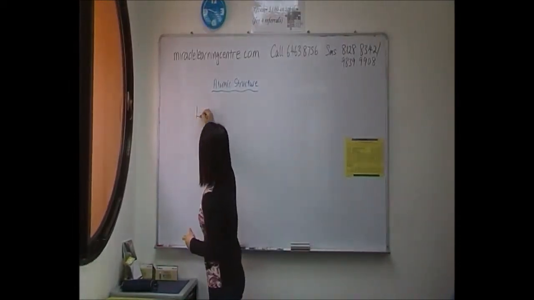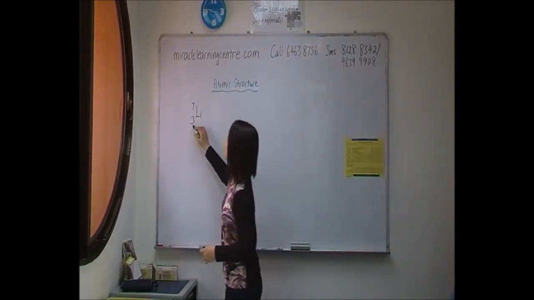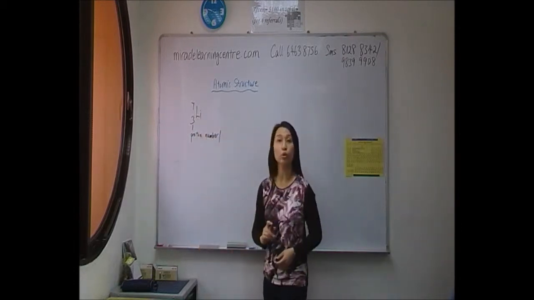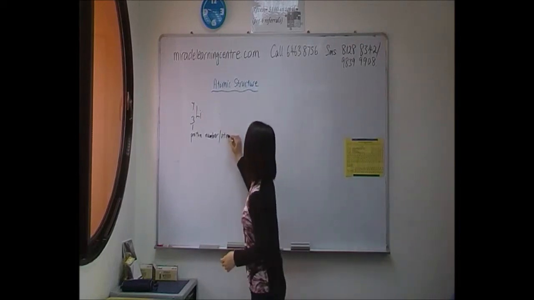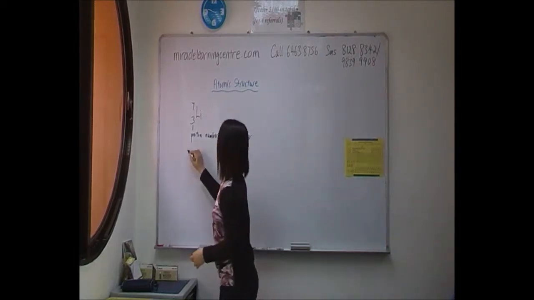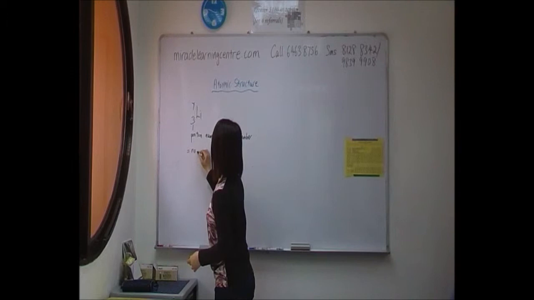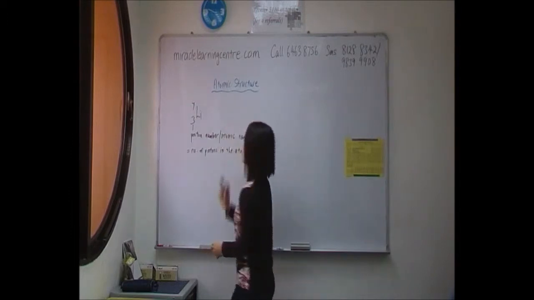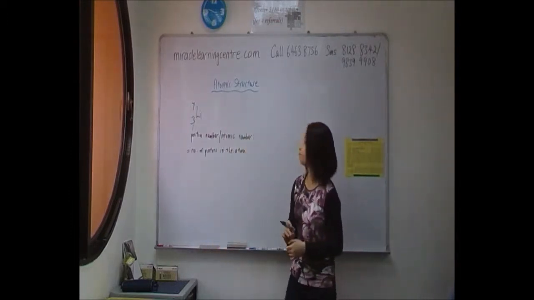Okay, let's look at lithium again. Lithium, we have 7 and 3. 3 is the proton number, or it's also known as the atomic number. So proton number is actually the number of protons in the atom.